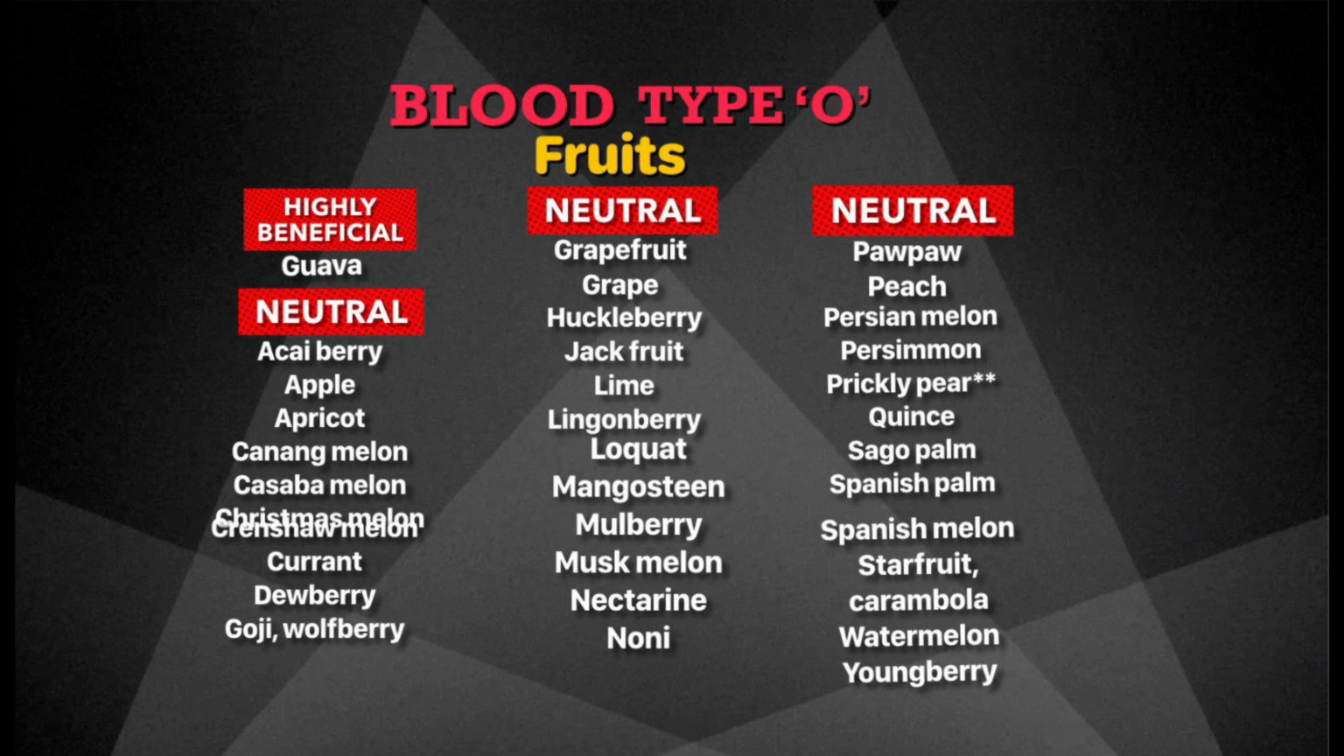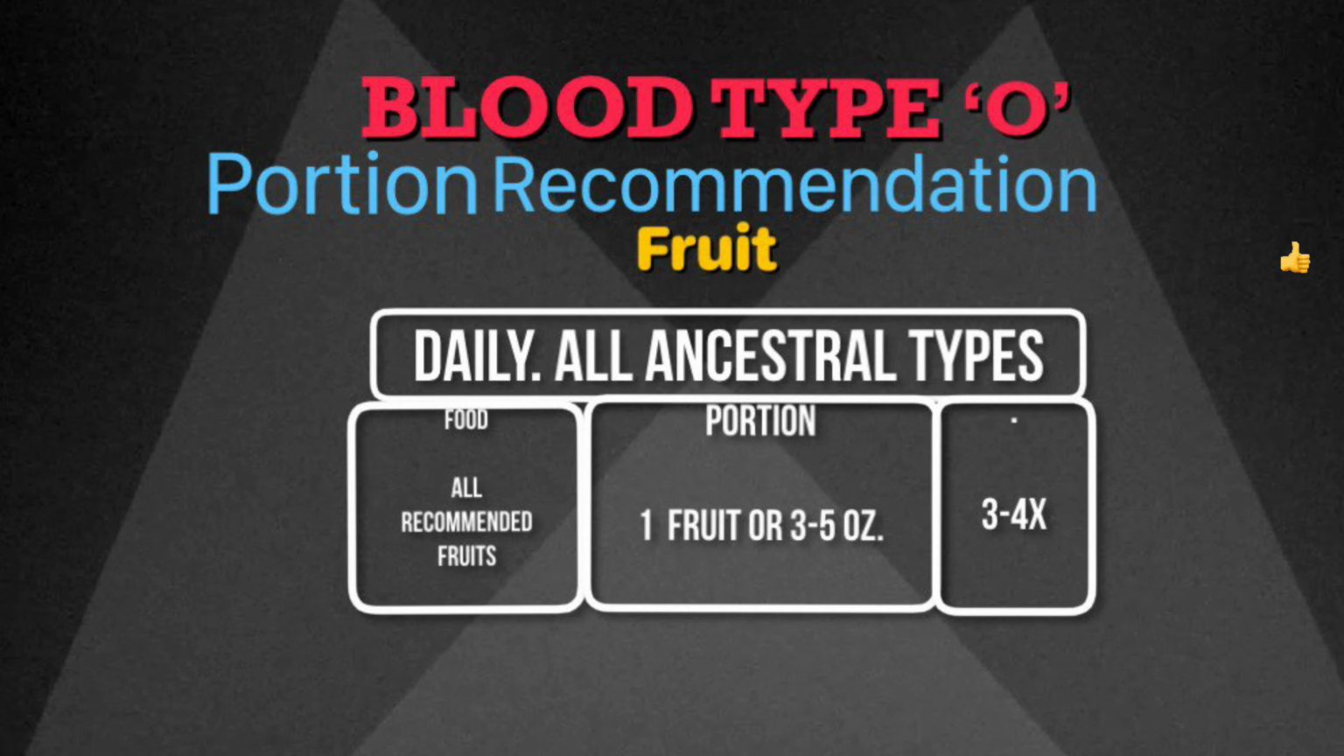You must steer clear of coconut and coconut oil because the chemical makeup tends to unbalance what you're trying to accomplish with the consumption of high protein food. Daily recommended portion size. All recommended fruits, 1 fruit or 3 to 5 ounces, 3 to 4 times for all ancestral types.